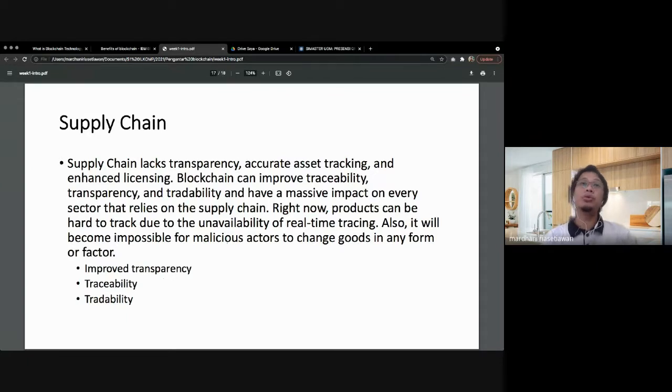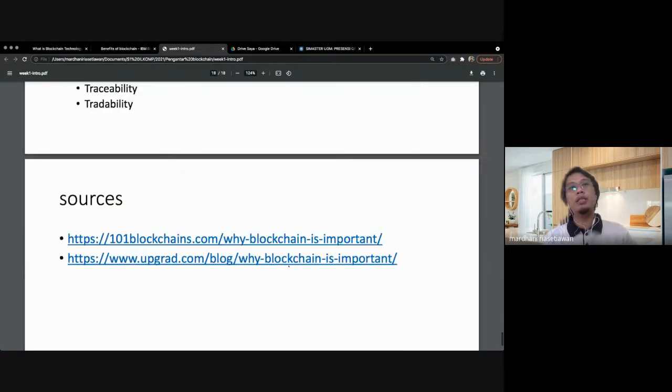So we can implement real-time tracing, and we can also avoid malicious actions that try to change goods or data from any source. So that is the use case for today.